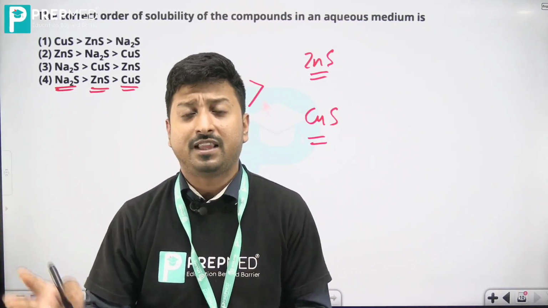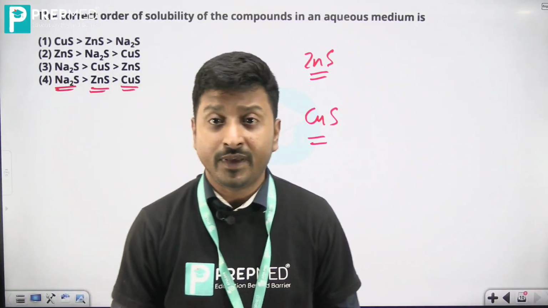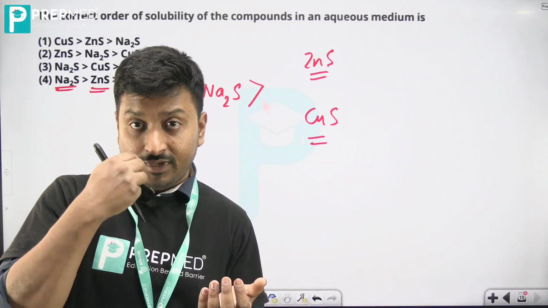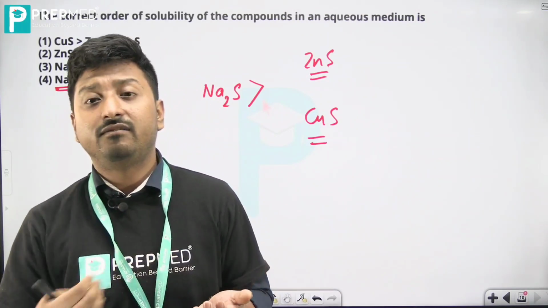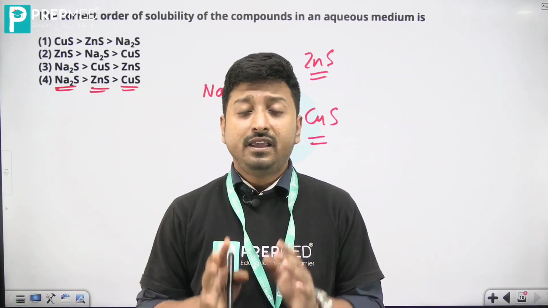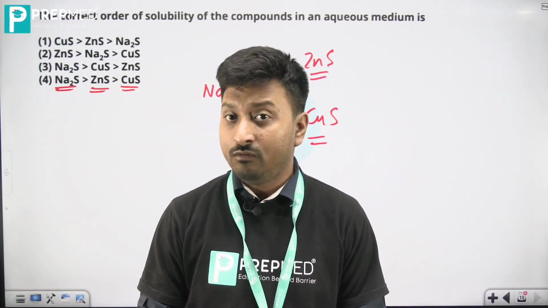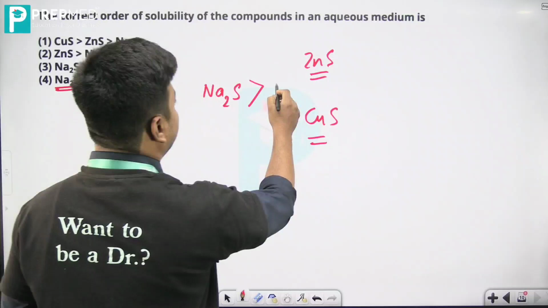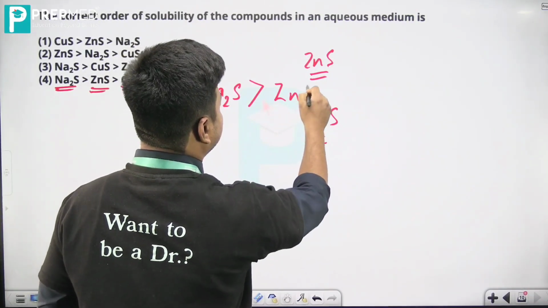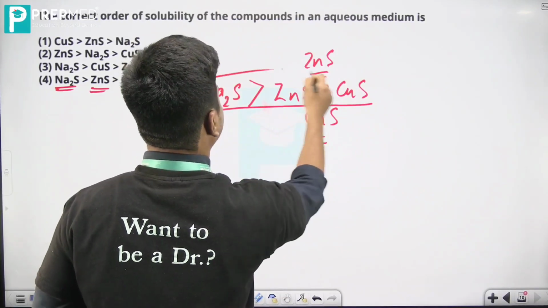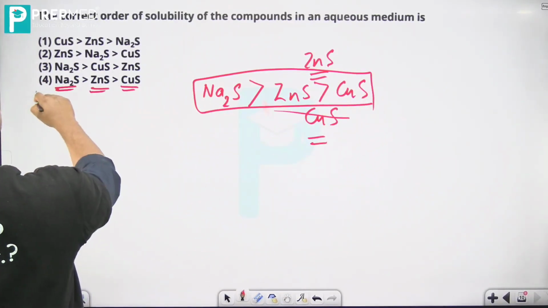That हम बात करेंगे qualitative analysis में, जहाँ पे हम कॉपर को देखेंगे, when we take copper as a sulfide and we are extracting the copper. Okay, now here then zinc sulfide will be more soluble than copper sulfide in water. So perfect answer क्या, sodium sulfide is greater than zinc sulfide is greater than copper sulfide. So यहाँ पे मेरा आंसर होगा आंसर नंबर 4.